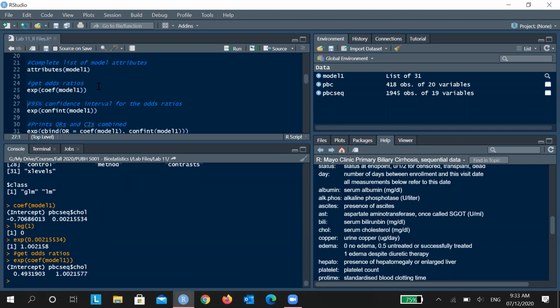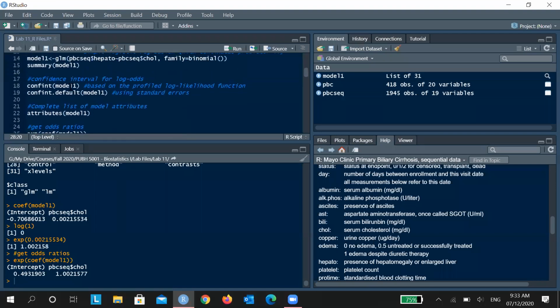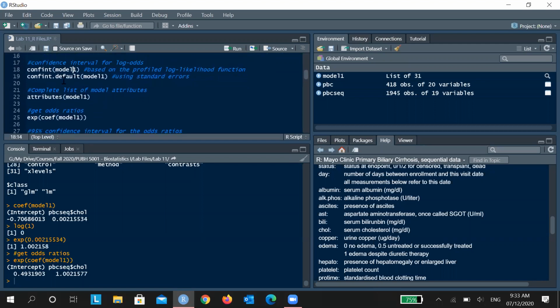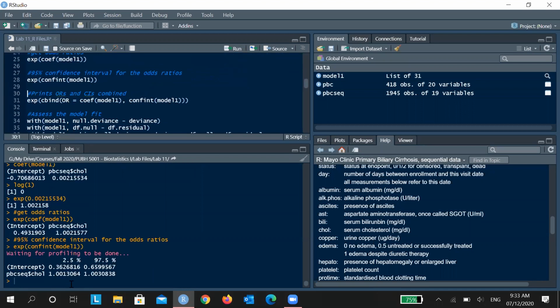But you get the same answer. So this is how you get the odds ratio. Now we also need the confidence interval for the odds ratio. It's the same concept: if this is the function that we use, then we just have to specify exponentiation at the beginning of the function, put that in brackets, and that will give us the confidence interval for the odds ratio. And now if you see the odds ratio, the answer is this for the cholesterol and the hepatomegaly.